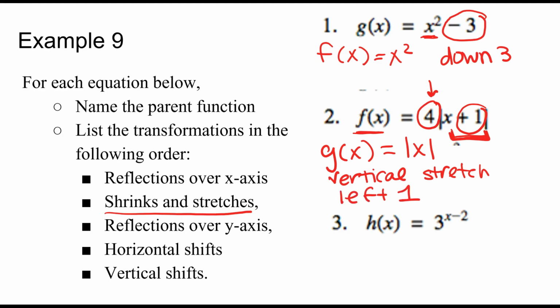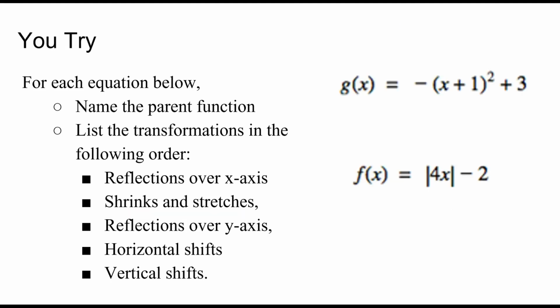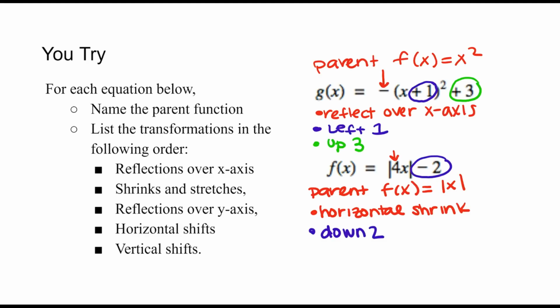And finally, we've got this function here. This is our exponential function, 3 to the x. We have a minus 2 happening just to the x, so that's going to move it right 2. You give these two a shot. Press play when you're ready to see the answer. And there we go. We'll do one more example together.